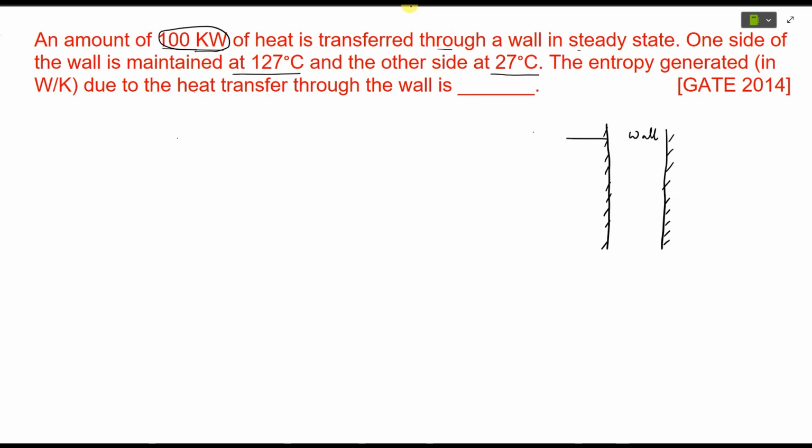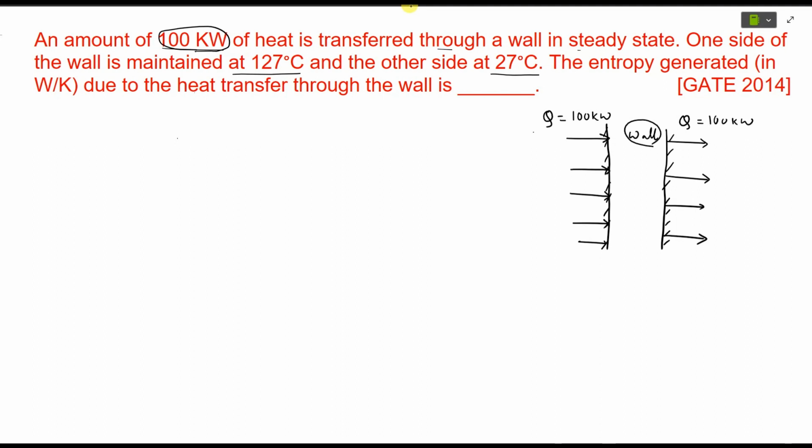It means the heat enters the system from this side and leaves the system from this side. So the system here is considered to be a wall. What amount of heat is transferred from one side of the wall to the other side of the wall? That is Q equal to 100 kilowatt. This is the same for both sides of the wall, Q equal to 100 kilowatt.